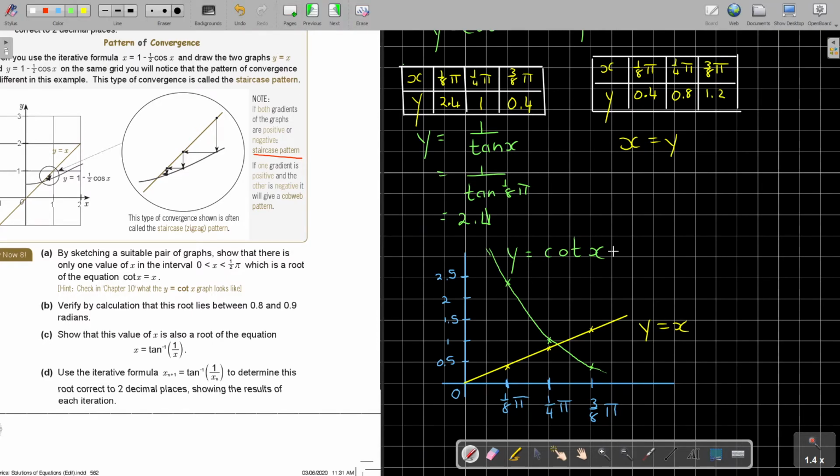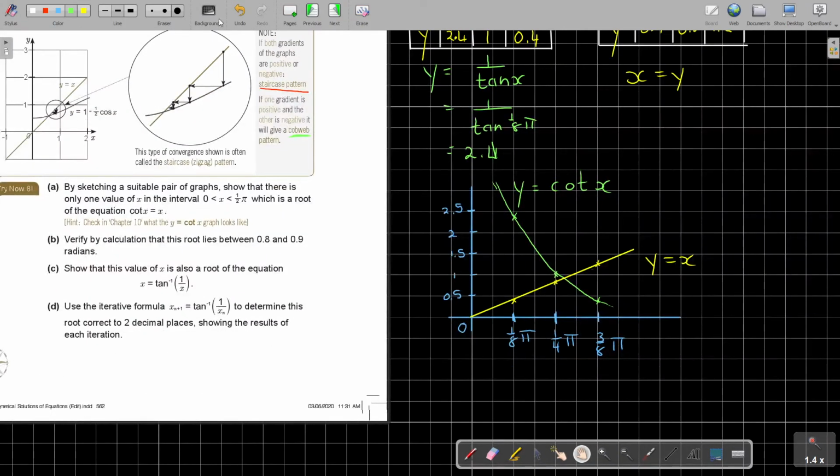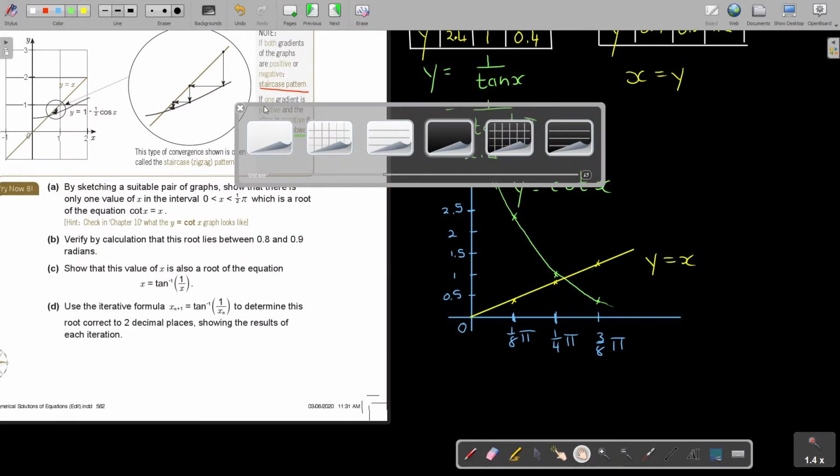Okay, can you see it only intersects one time? Just for interest, will this be a staircase or will it be the cobweb? That will be the cobweb, because that one is going to be negative and that one is going to be positive. Okay. Now, in this case, that's going to be that cobweb, not the staircase as the previous one. Now, I'm just going to get my background back.